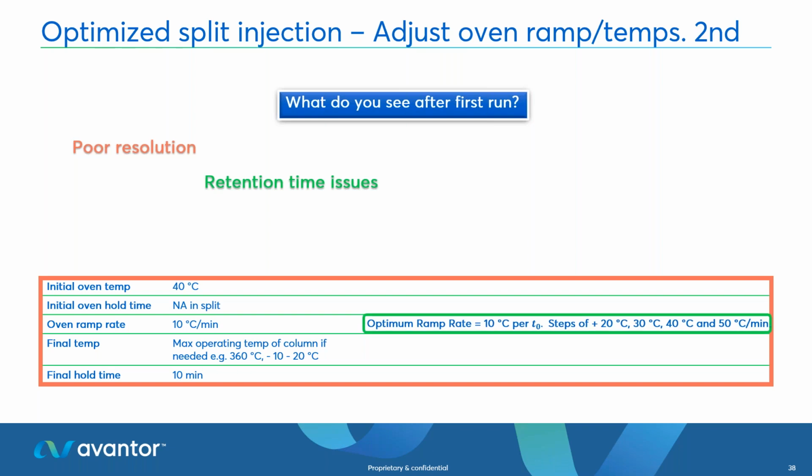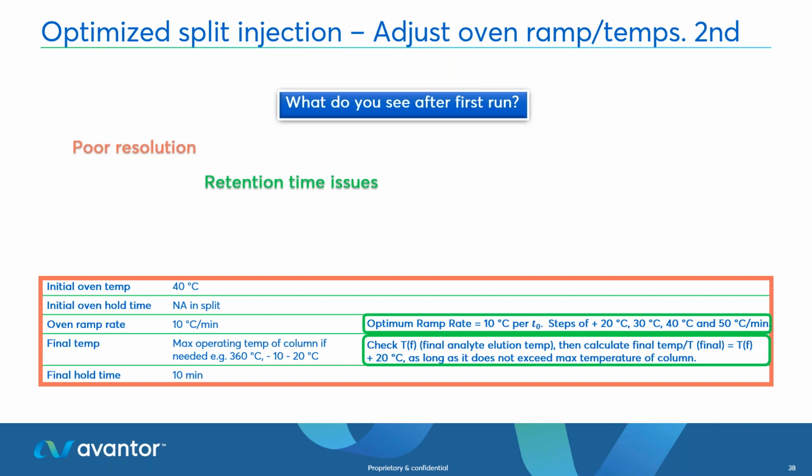Retention time issues. Again, increasing the temperature can speed up the retention time, but just have a look and just make sure that it is consistent and just check your oven ramp rate just in case you need to slow it down or speed it up. With the final temperature, double check the elution temperature of your final analyte, check it's actually eluting, and then just try and calculate that final temperature and add 20 degrees, and then just see if any of this is going to help with retention time issues.